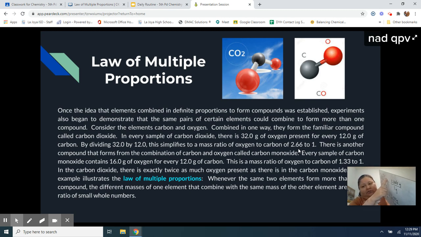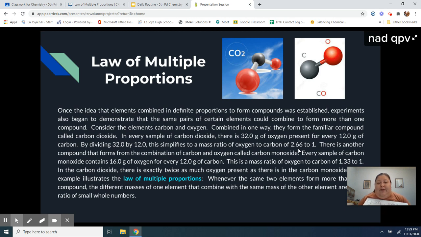Originally, you had 32. You divided it by 12. You get 2.666 divided by 1. There it is. 32 divided by 12 gives us the 2.66 over 1. Okay? That's the first one they're talking about. This is carbon dioxide. Carbon dioxide. Okay?